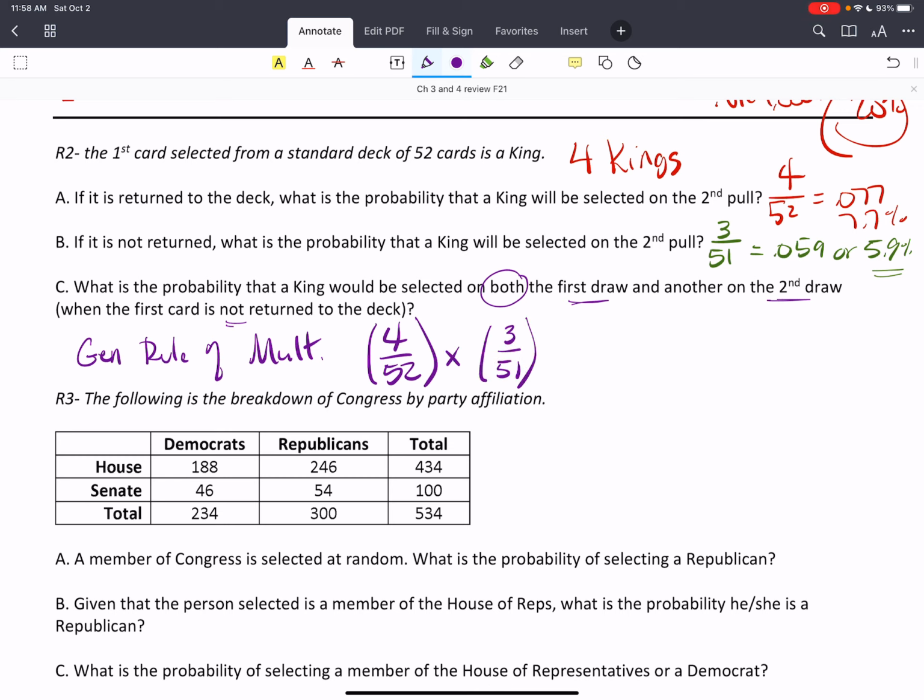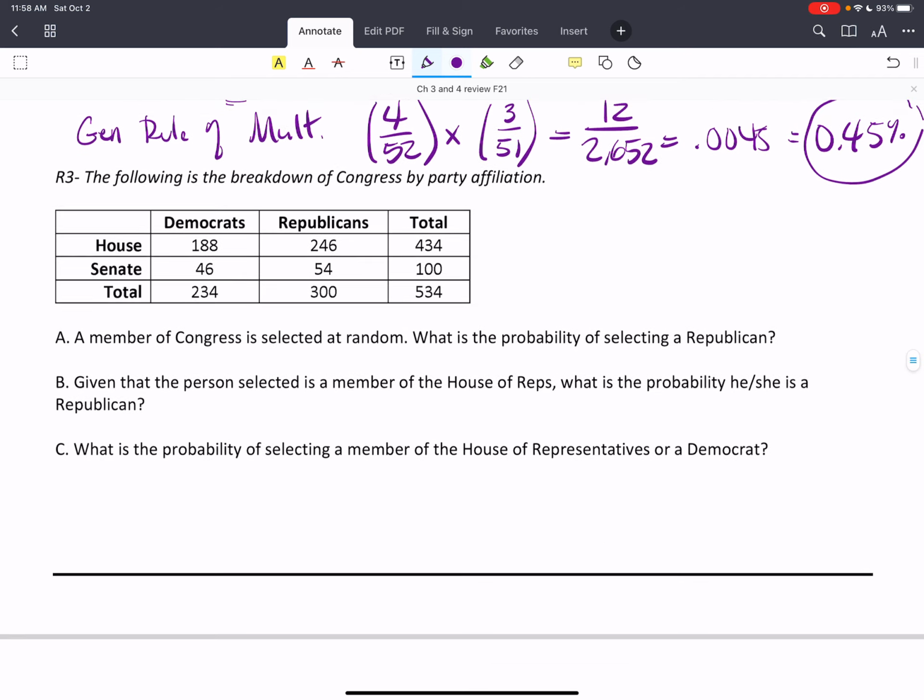If you recall from class, this is similar to the golf shirt example. Would he pull a white, or I think it was a blue or something like that, golf shirt out? So we multiply these out. We would get 12 over 2,652, or 0.0045, or 0.45%. So you can see it's very, very rare that we would pull a king on both the first and the second draw. Okay, moving on to our third question.